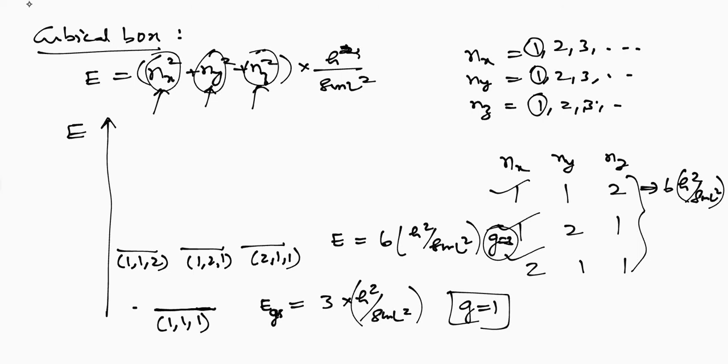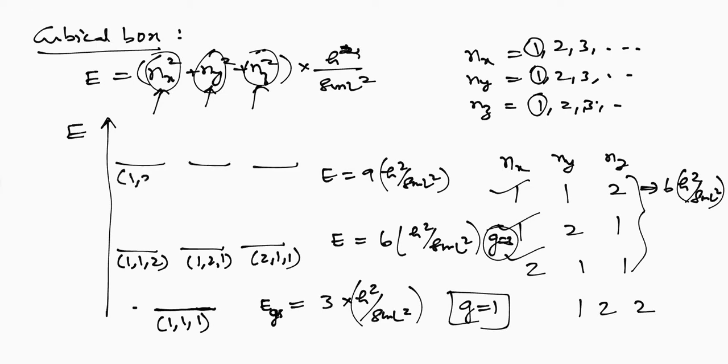Now let me go to the next level. I'll increase the quantum number ny also to 2, so 1, 2, 2 is another possibility. If I place 1, 2, 2, what energy will I get? 1 square is 1, 2 square is 4, and 2 square is 4, so the total value is 9. The next energy level is 9 times h square by 8 m l square. For 1, 2, 2 we have three combinations: 1, 2, 2; 2, 1, 2; 2, 2, 1. All three will give you the same energy, 9 h square by 8 m l square.